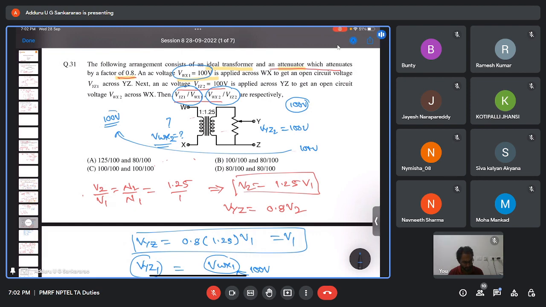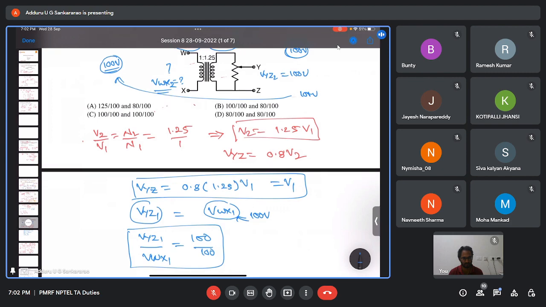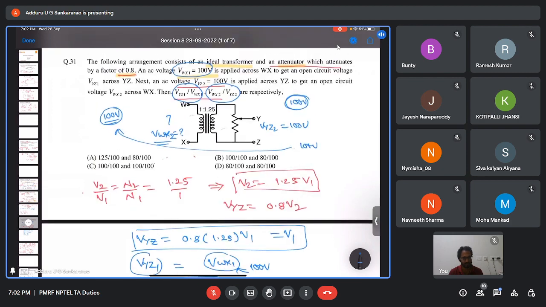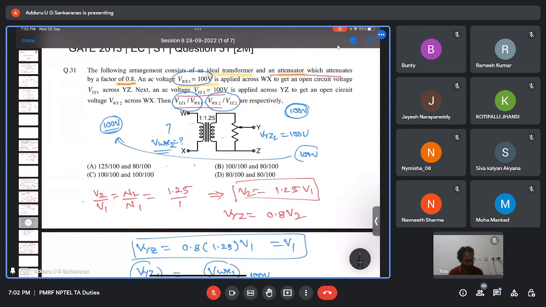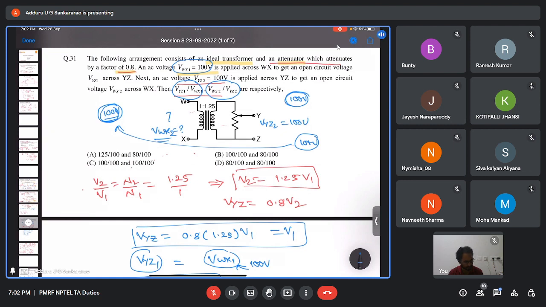So when I am applying 100 volts at the primary, we got 100 volts at the secondary. Just now we have seen Vyz. In the similar way, if I apply 100 volts here, the same 100 volts we will get at the input. So in that case also we will get 100 by 100 for Vwx2 by Vyz2. So option C is the correct answer.